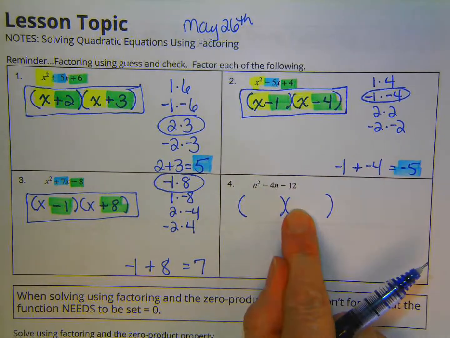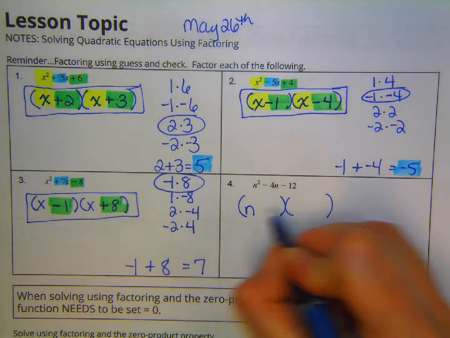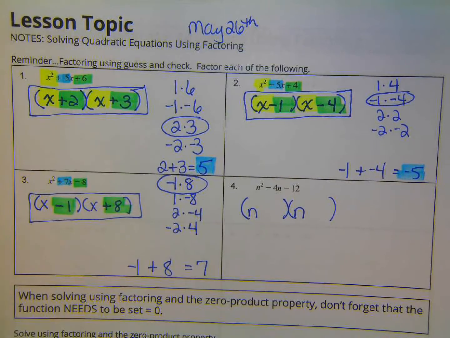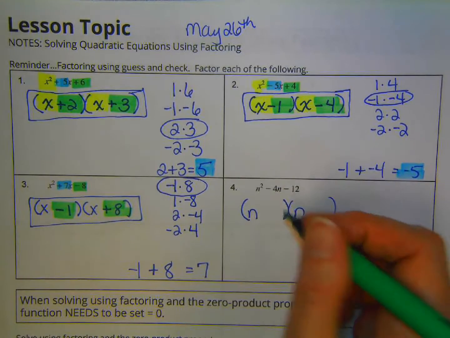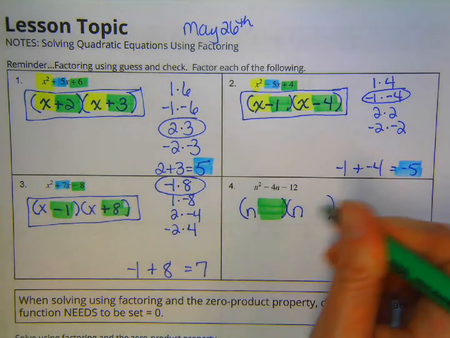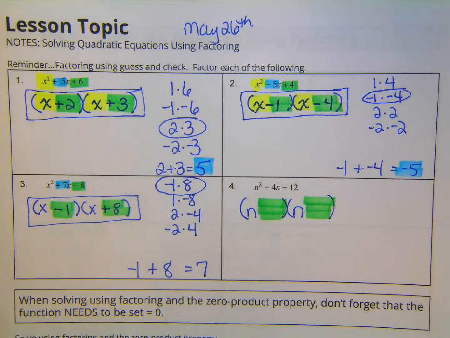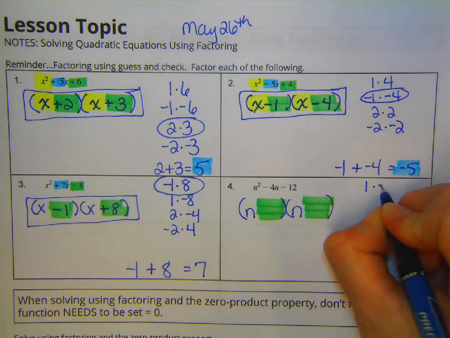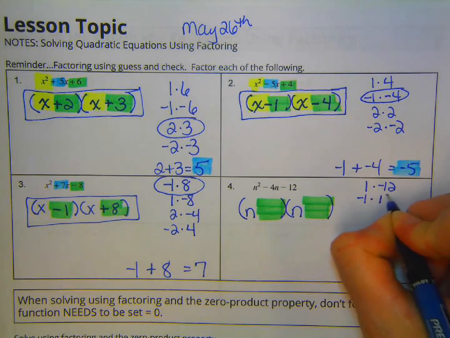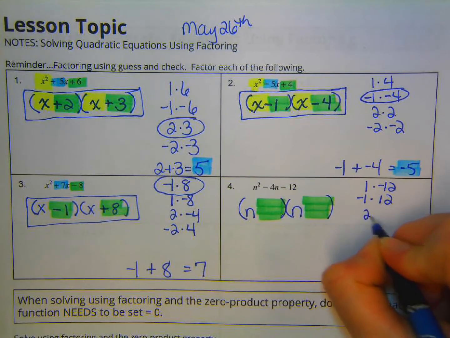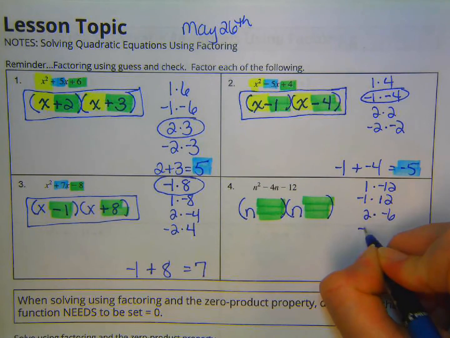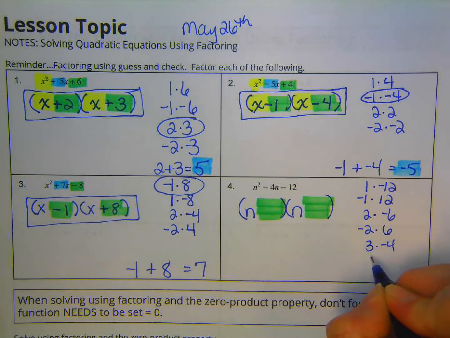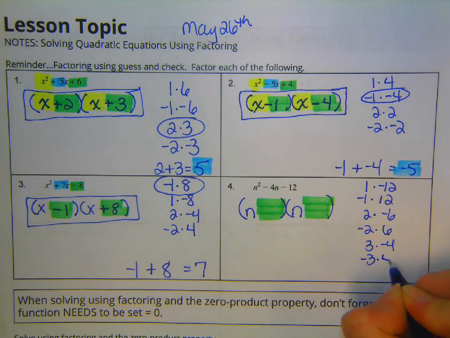And for this next one, what can I multiply by itself to get n squared? N times n gives us n squared. And then what can we multiply together to get negative 12? Let's see, we've got 1 times 12, so 1 times negative 12 or negative 1 times 12. 2 times negative 6 or negative 2 times positive 6. 3 times negative 4 or negative 3 times positive 4.